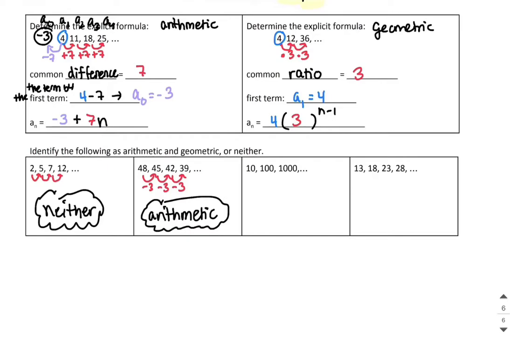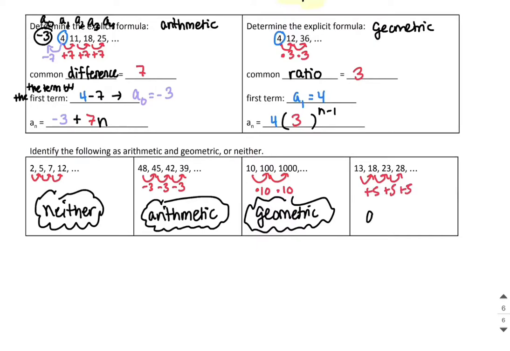For the next one, as I go from term to term, I'm multiplying by 10. So this is geometric, since multiplication is the pattern. And then for the last one, as I go from term to term, I'm adding 5. If I'm adding, the pattern is arithmetic.